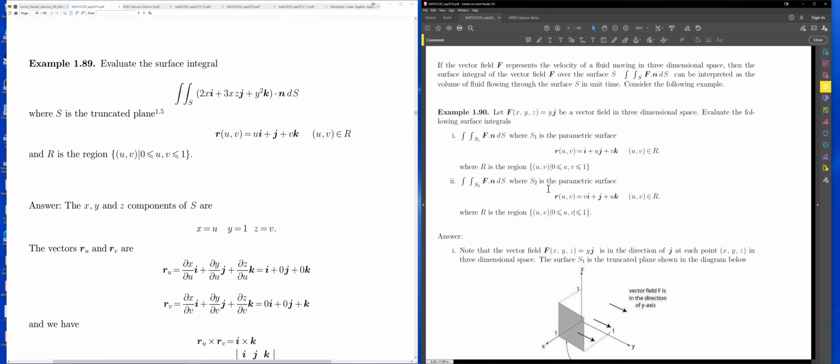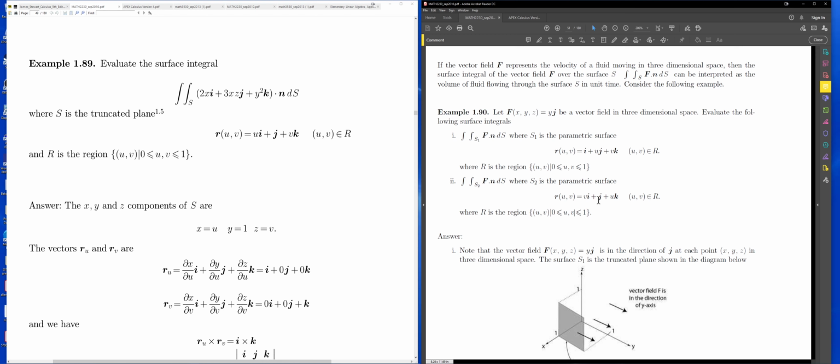Right, so let's take a look at a second example here. It's the same vector field yj, but now it's a different parametric surface S2. This is the parametric description for my S2 here. Now, if you want to compare to the example that I did earlier on, the first example I did for calculation of a surface integral, this was my parametric surface. Let's compare this parametric surface S over here with the S2.